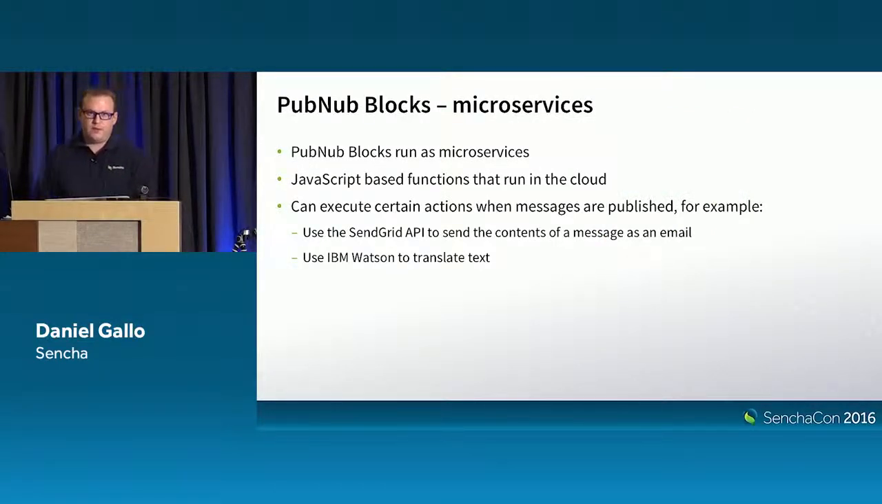And one piece of PubNub is called PubNub Blocks. These are kind of microservices in the cloud. These are JavaScript-based functions that run on their service, and they can execute any number of different third-party services. Whenever a message is published on a particular channel, you can take that message and maybe use SendGrid. If anyone here has heard of SendGrid before, it's a service for sending bulk emails. So you can maybe send a message as an email, or you can use IBM Watson to translate text in that message and then return it in a translated form.